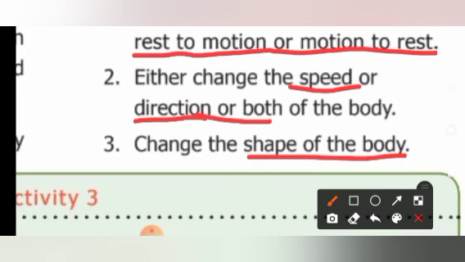What is rest and what is motion? If an object is stationary in a place with respect to time, we call it rest. If it is moving, we call it motion. And also we have discussed what is force, what are the two agencies which cause the force, what are the two types of forces, and what forces can do.